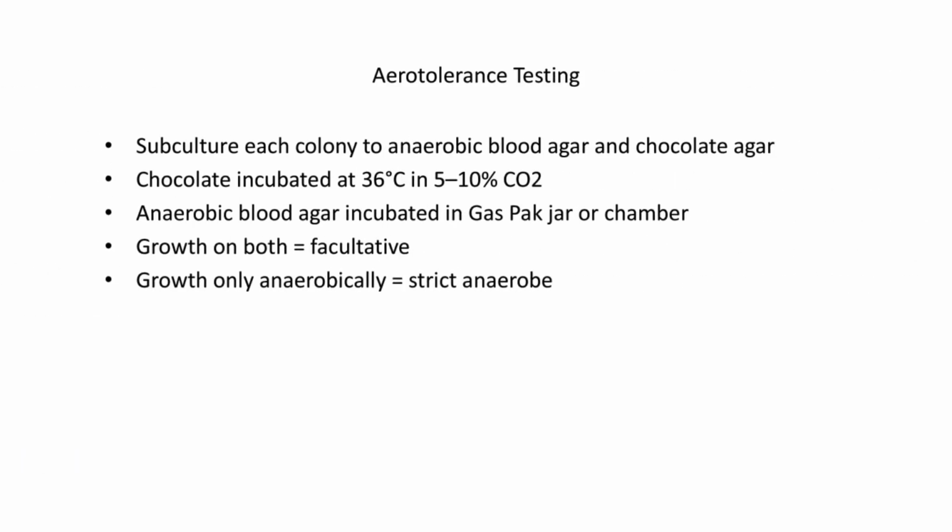Finally, an aerotolerance test is performed on each colony type. Colonies are subcultured onto an anaerobic blood agar plate and onto a chocolate agar plate. The chocolate agar is incubated at 36 degrees Celsius in 5 to 10% carbon dioxide, while the anaerobic plate is incubated in a gas pack jar or chamber. If growth occurs on both plates, the organism is facultative. If it grows only on the anaerobic plate, it is a true anaerobe.